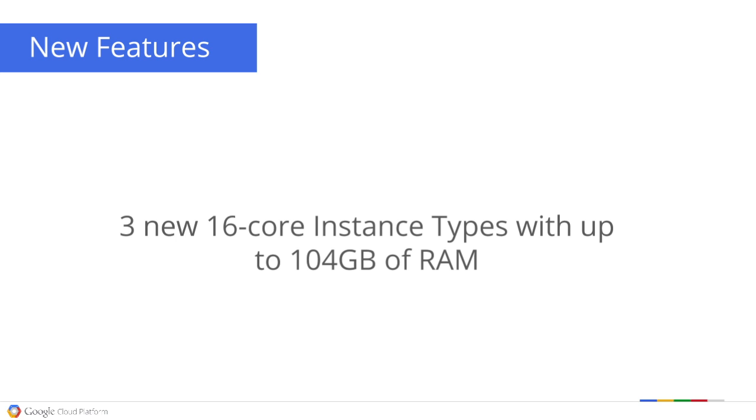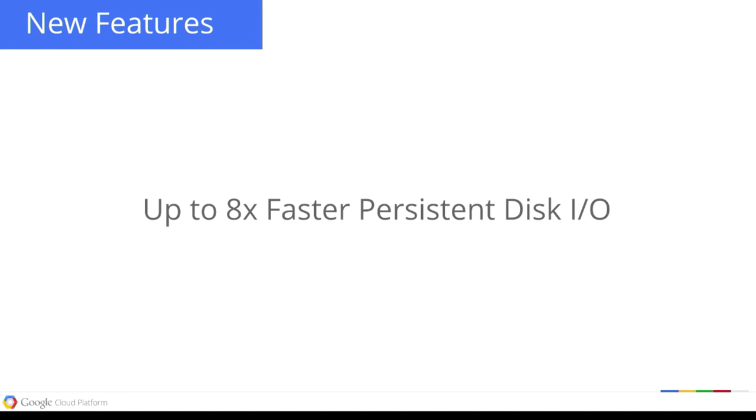Now, of course, app performance isn't just about number of cores and memory, it also is about disk performance. We know from talking to customers that persistent disk performance is a key factor. So starting today, persistent disk is up to 8 times faster. This means you can now bring your more I/O-intensive and disk-intensive workloads to Compute Engine and have a great experience running those as well.